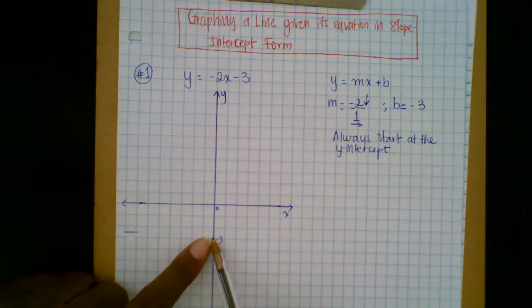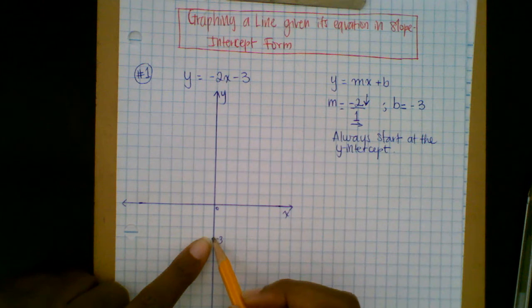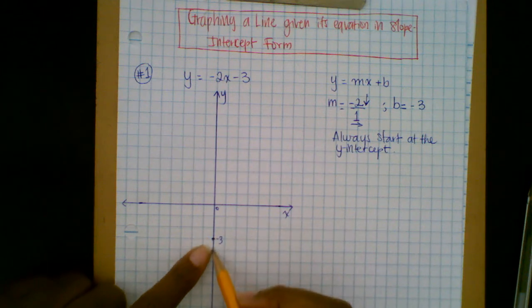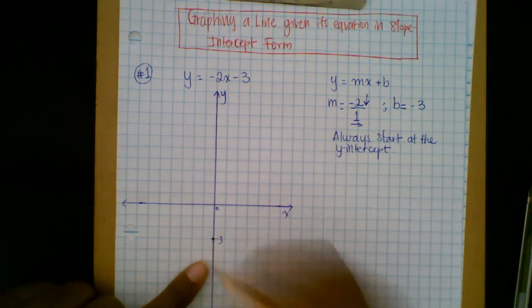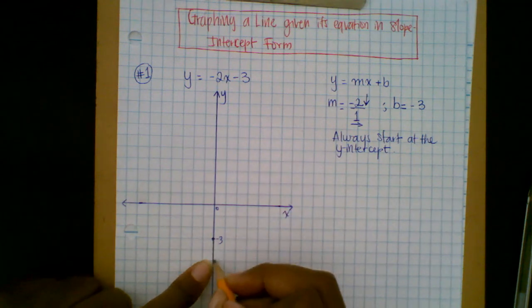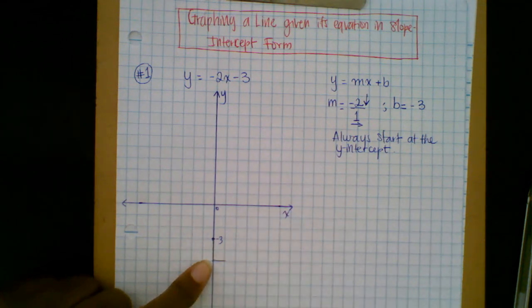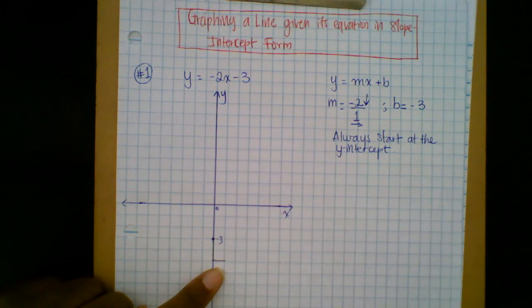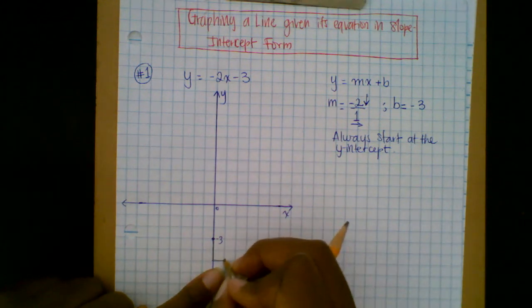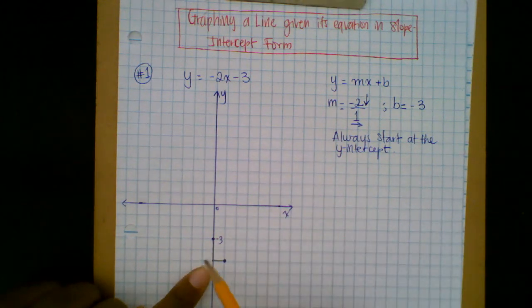So watch me. Let me change color. I'm going to use a pencil. You want to go down, you count 1, 2, and then you want to move to the right 1 time. Then you place your dot right there. So what am I doing right now to build my line?